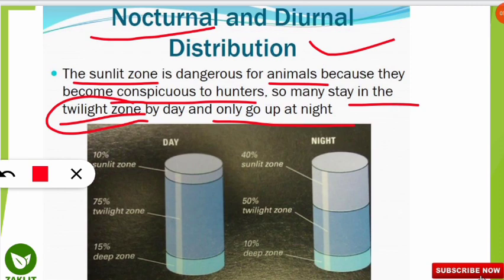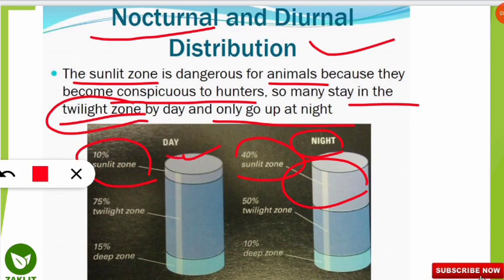In this picture you can see that 10% of the organisms live in the upper surface, the sunlit zone, in the daytime, but at night 40% of the organisms live in the sunlit zone, because there is no light and it is safe there, so they can stay as long as they want.